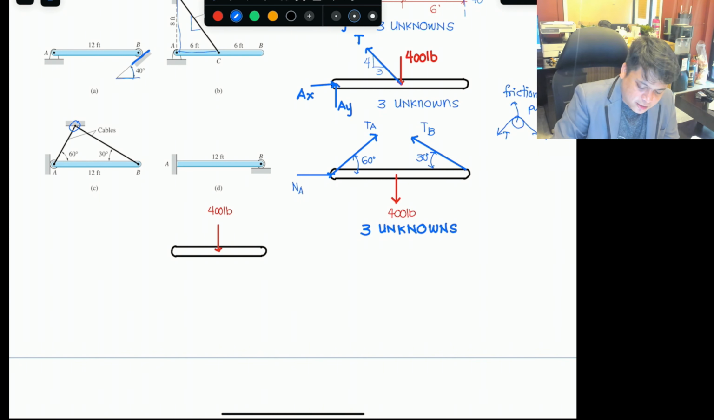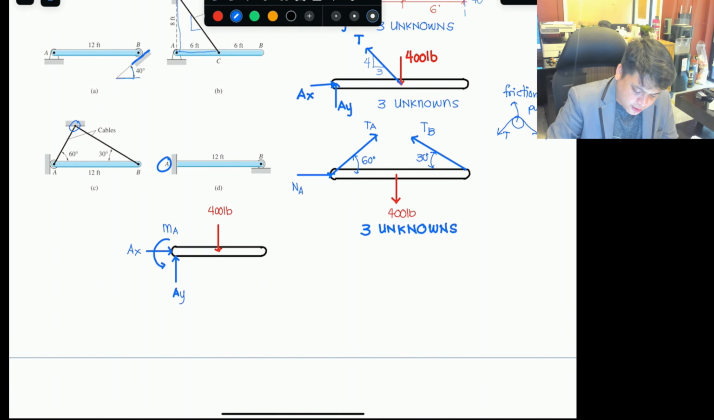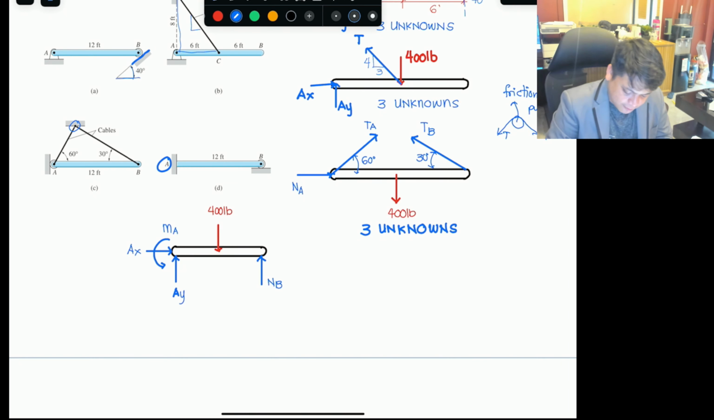So, check natin dito. Since yung point A mo, okay, ito is a fixed. So, meron ka dapat tatlo. So, 1, 2, and then 3. So, you can have it as AY, AX, and then MA. Okay? So, here, meron kang roller, so meron ka lang dito. So, you can have it as ND. Okay? So, meron kang 4 unknowns.